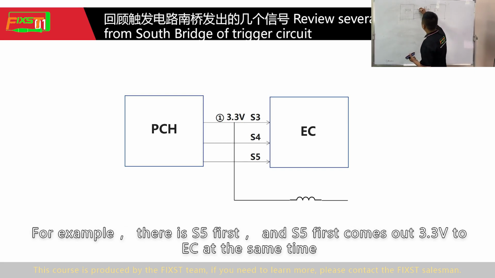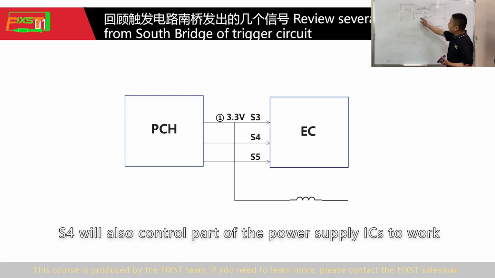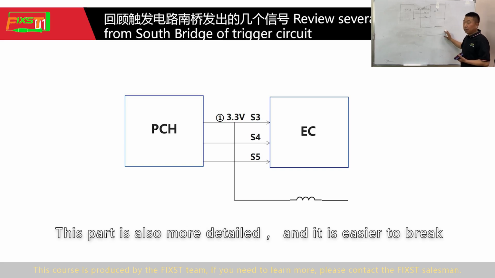For example, there is S5 first, and then S5 comes out 3.3 volt to the EC at the same time. S5 will also notify other signals to generate other signals to power the IC to work. S4 will also control part of the power supply IC to work. Which IC is it? This part is also more detailed, and it is easier to break.